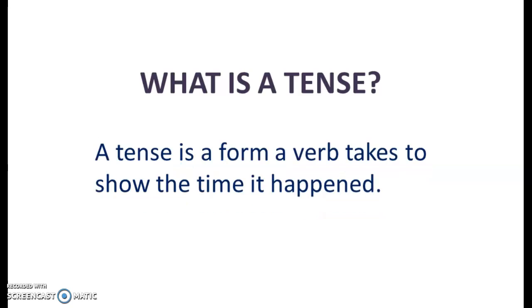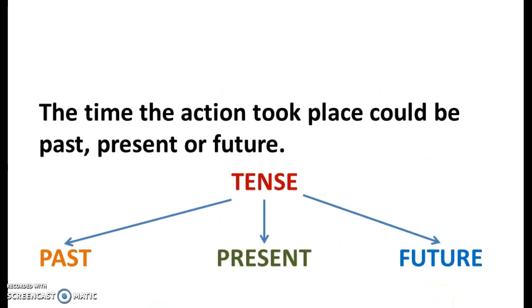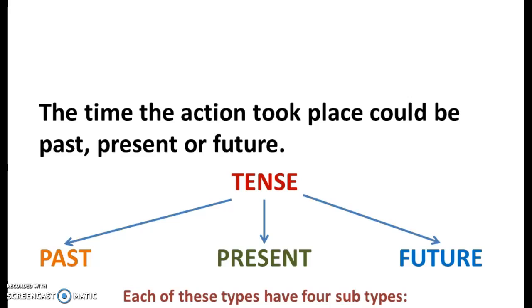A tense is a form a verb takes to show the time it happened. It actually describes when any action happened with respect to time. The time the action took place could be past, present, or future. So the tenses are past, present, and future. Each of these types has 4 subtypes: simple, continuous, perfect, and perfect continuous. So all of these make 12 tenses.